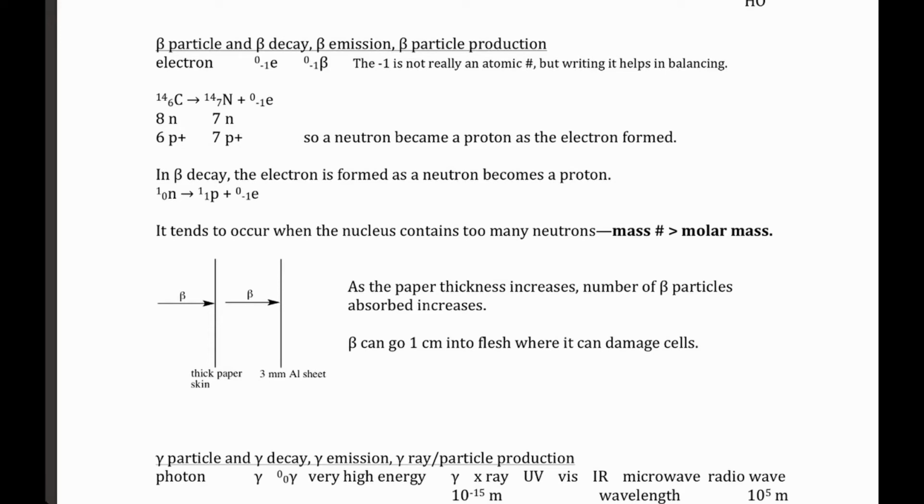And by the way, the electron, that beta particle that's produced in the C-14 beta decay, is not an electron from the electron cloud of carbon. Rather, it is an electron that is produced by that decay process. It is produced when a neutron becomes a proton, and then a byproduct is the electron. So in beta decay, always this is occurring. The electron is formed as a neutron becomes a proton. And we can see that in balancing.